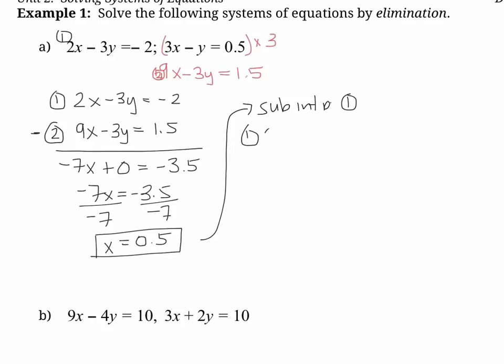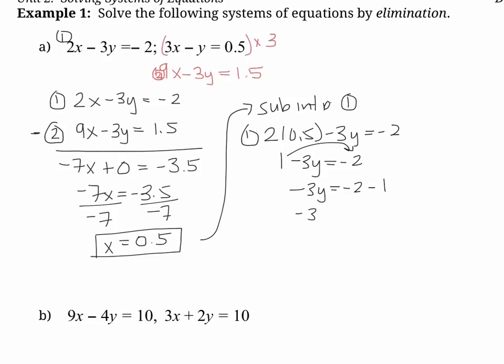Okay, so my equation 1 is 2, instead of x, I'm going to put in 0.5, minus 3y is equal to negative 2. So I have 2 times 0.5, just 1, minus 3y is equal to negative 2. Bring that 1 onto the other side, and I've got negative 2 minus 1. And then I have negative 3y is equal to negative 3. Divide by negative 3, divide by negative 3, and I'm left with y is equal to 1. Therefore, the POI of this system is the point (0.5, 1).